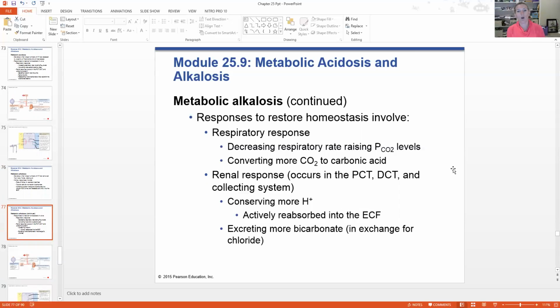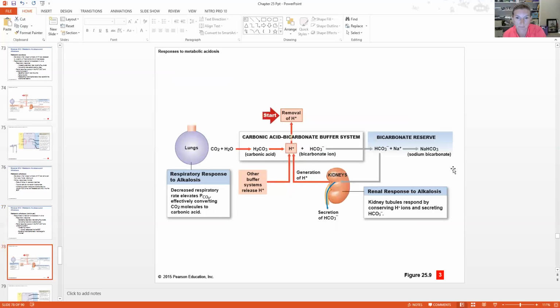Our responses also include a respiratory response. When we're talking about alkalosis and acidosis, everything is going to include a respiratory and a urinary response. The respiratory response is a decrease in respiration rate, which is going to raise our partial pressure of carbon dioxide levels. It's going to allow carbon dioxide to accumulate, converting more carbon dioxide into carbonic acid, which is going to get our pH back down to where it should be. So the renal response in the PCT, DCT, and collecting system is conserving more hydrogen ions, reabsorbing them into the ECF, and excreting more bicarbonate. It's just the exact opposite of what we just did.